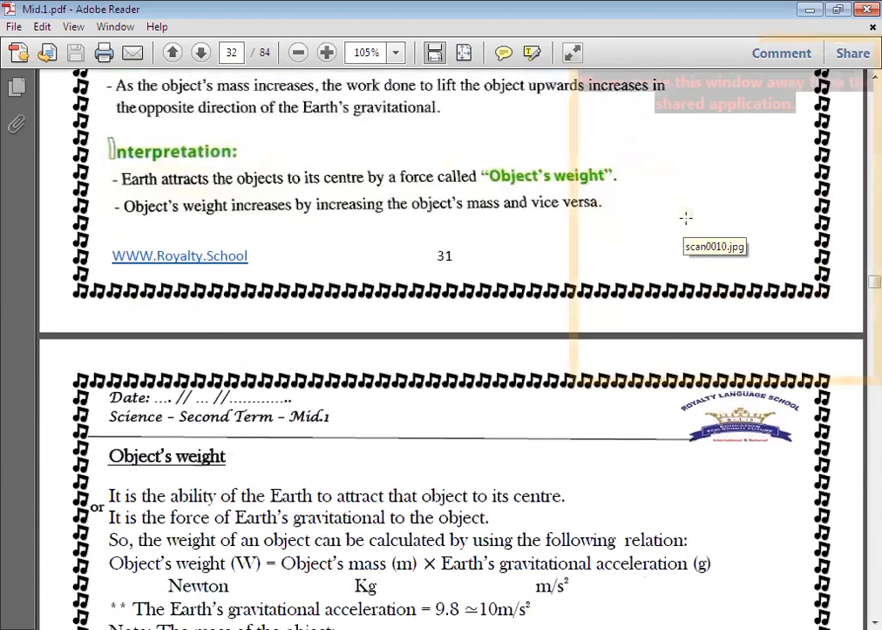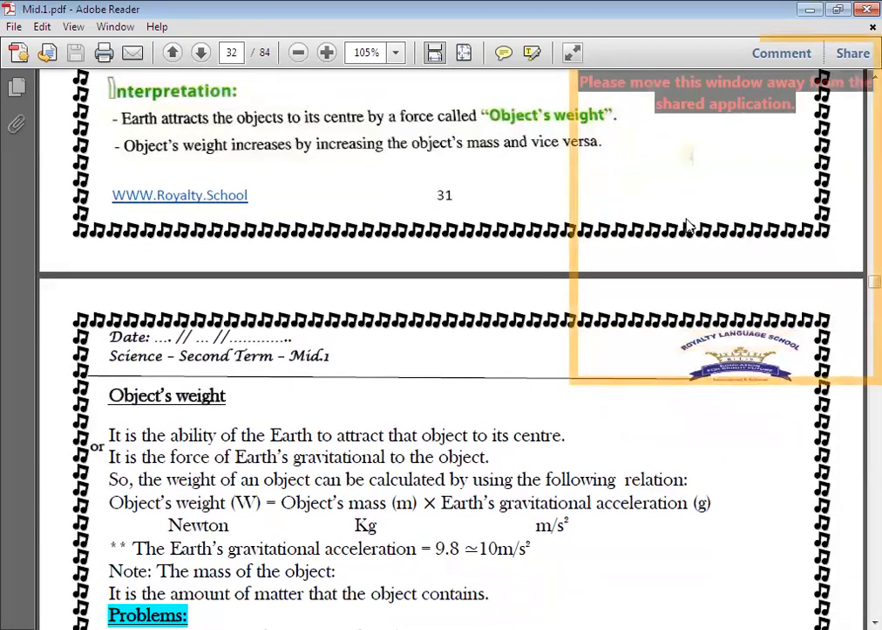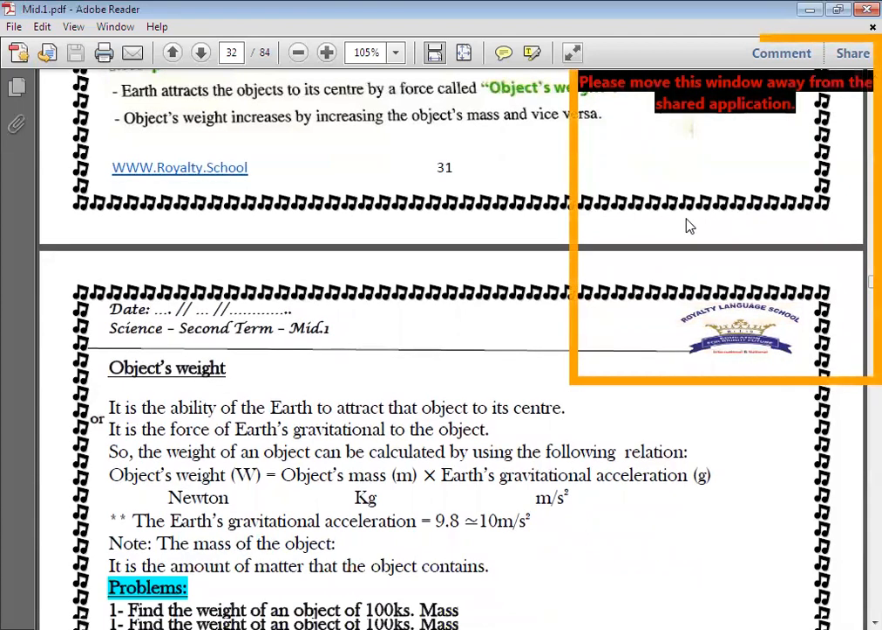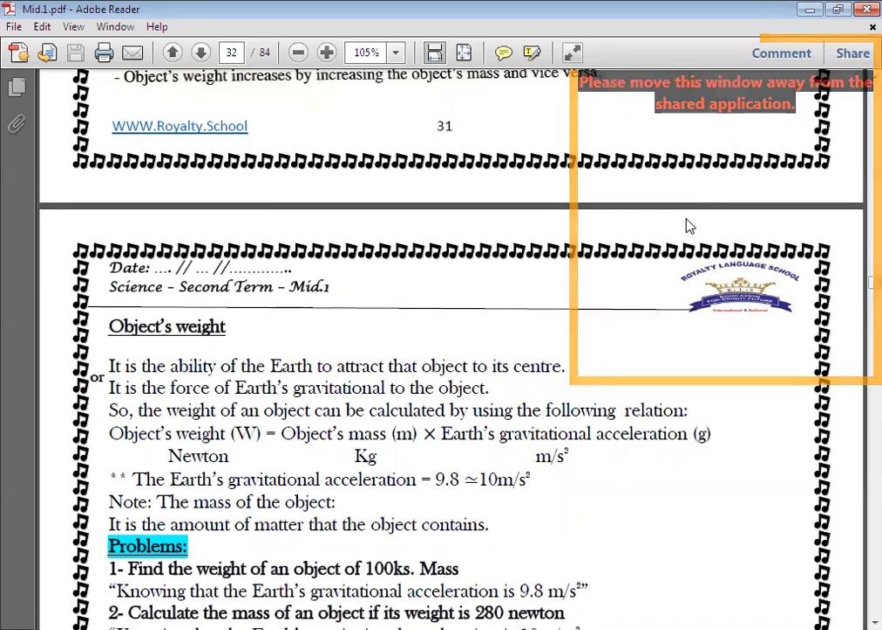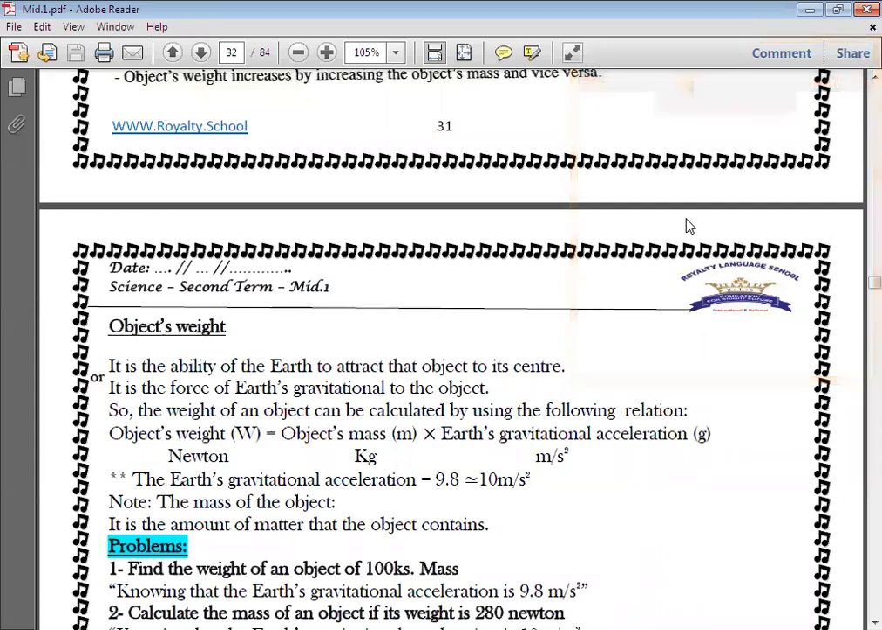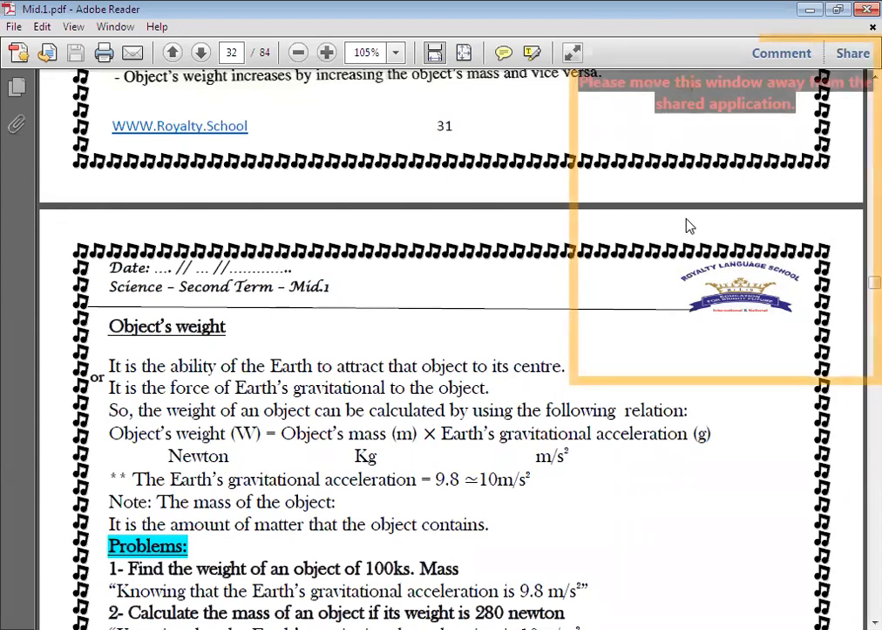Object weight is the ability of the Earth to attract the object to its center. It is the force of the Earth's gravity on the object. The object weight can be calculated by the following relation: weight equals mass times gravity acceleration. The unit of weight is Newton, the unit of mass is kilogram, and the unit of gravity acceleration is meter per second squared. Earth's gravitational acceleration is 9.8 or 10 meters per second squared.